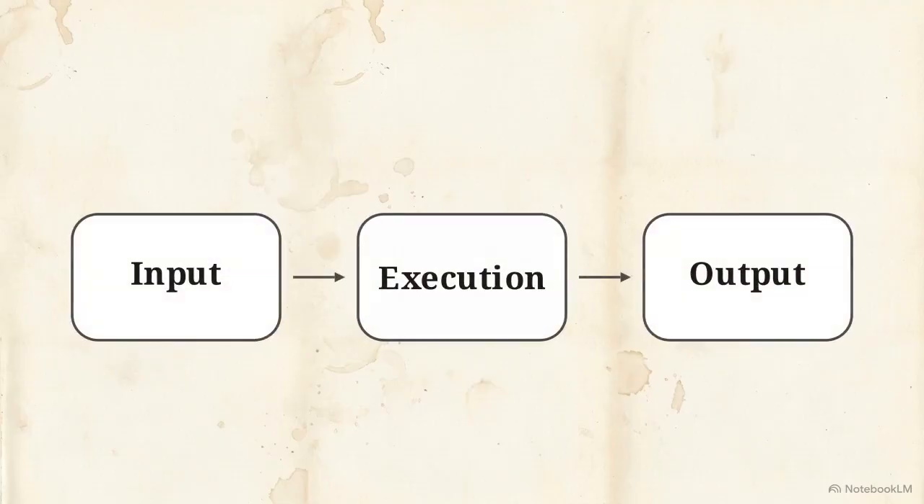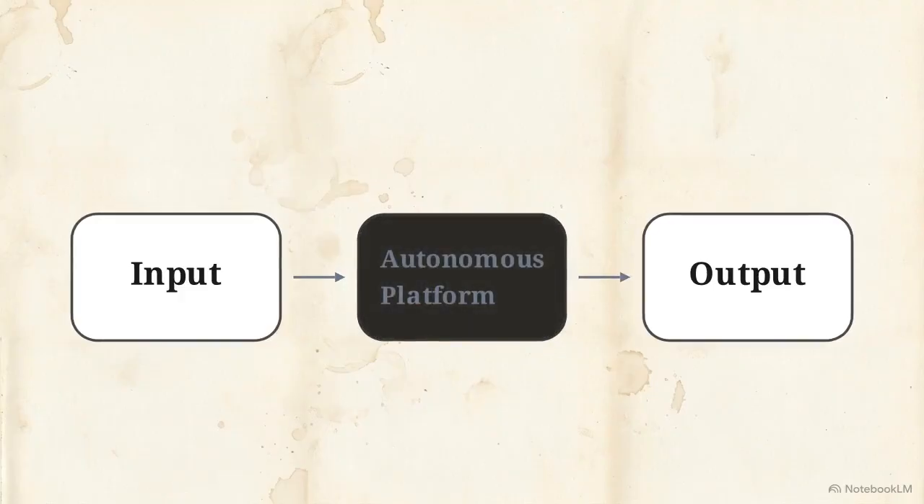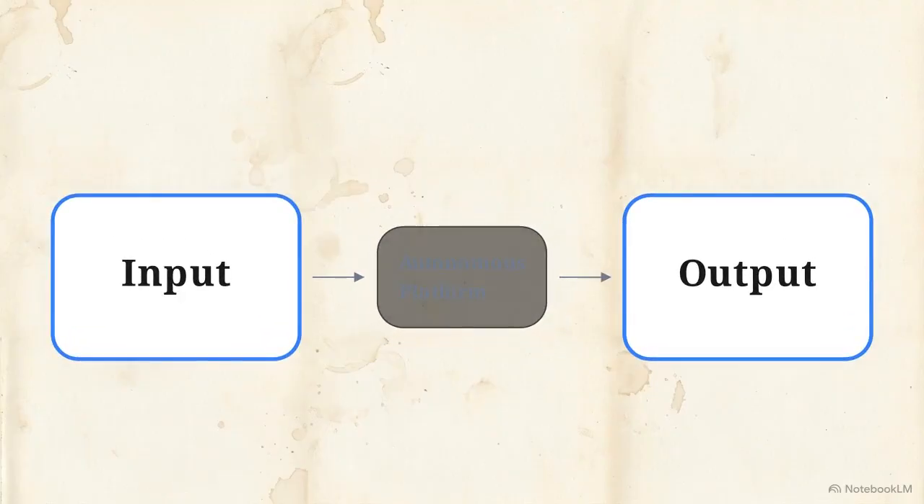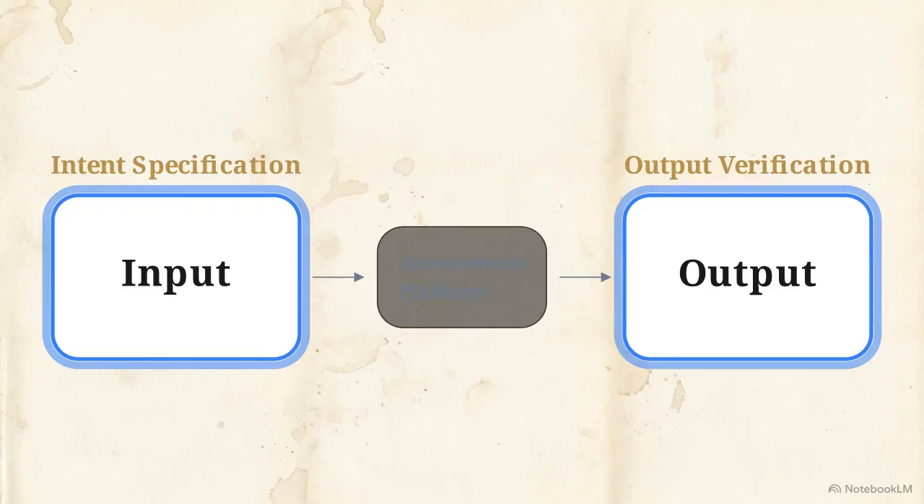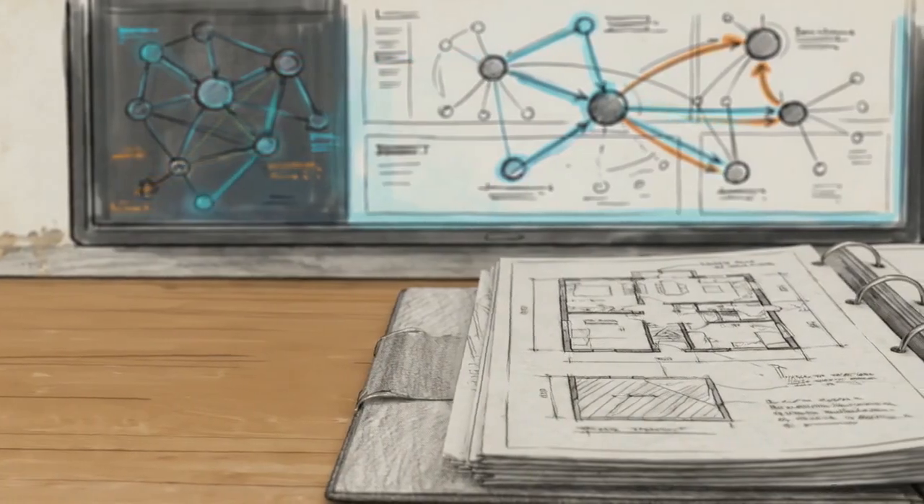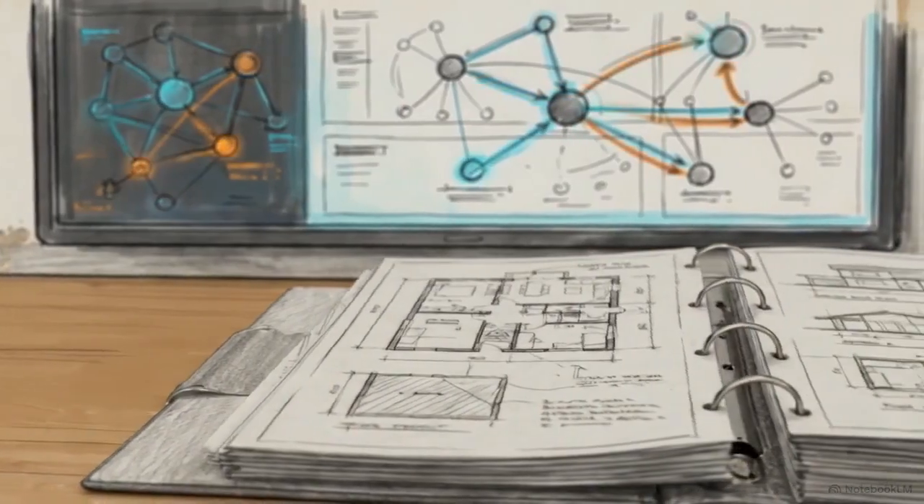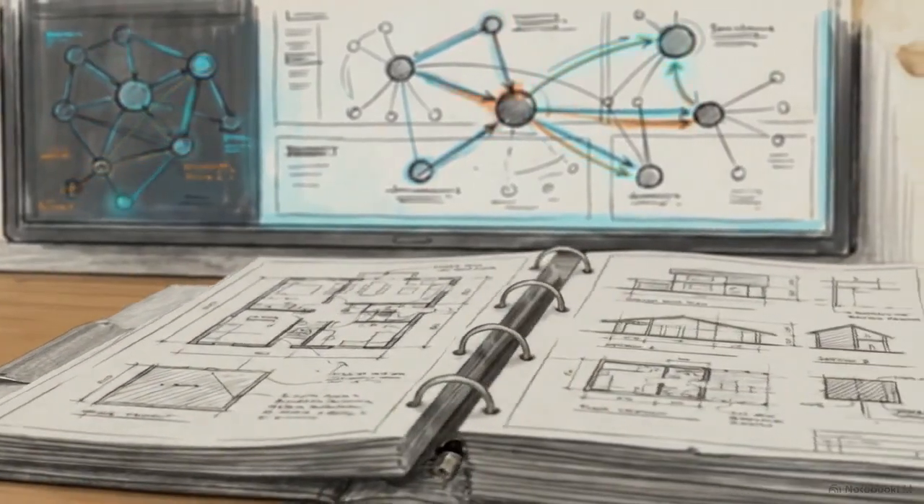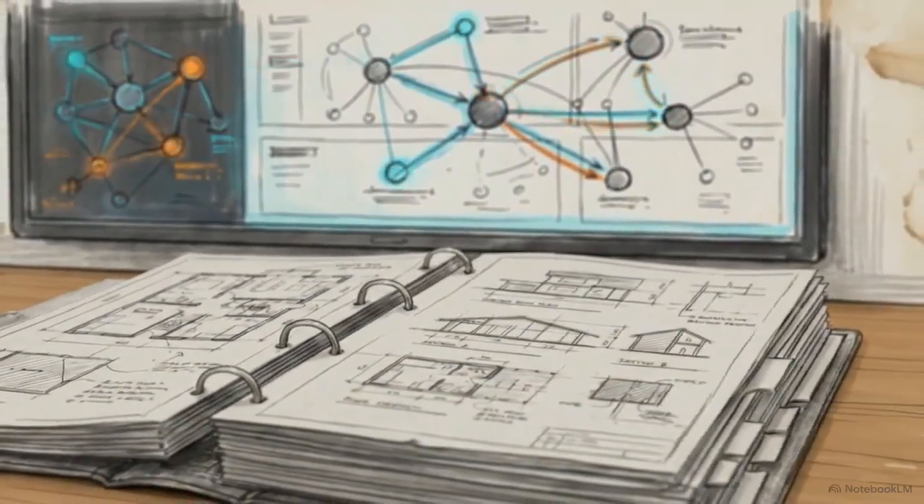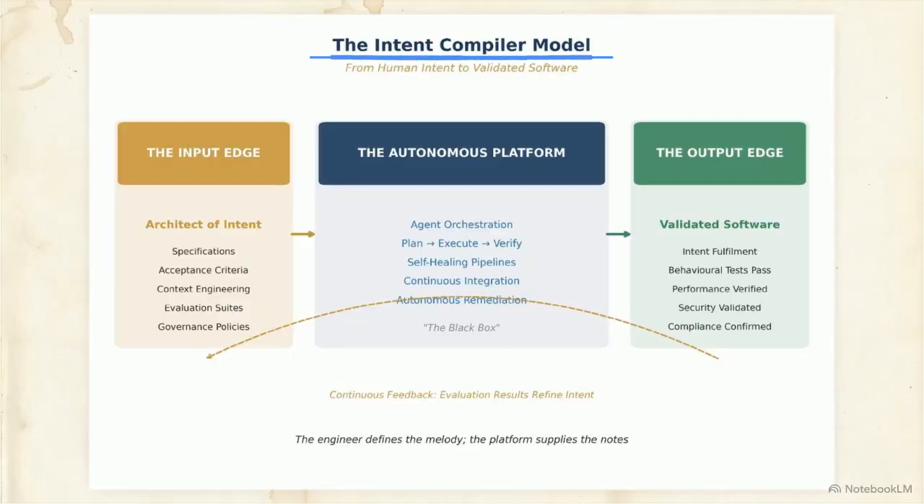Mastering this craft means letting go of the execution phase. Your focus belongs exclusively at the absolute edges of the software pipeline, the input and the output. If the codebase is now autonomously generated and maintained, the true intellectual property resides in how we define our input. This diagram is the intent compiler model. It maps the end-to-end flow from human intent through an autonomous platform to validated software.